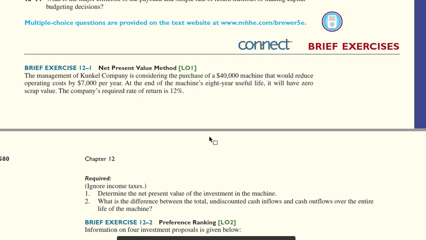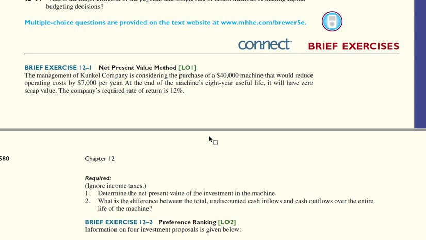Aloha class, so we're starting a new chapter 12-1, net present value method. We're considering purchasing a $40,000 machine that would reduce operating costs. If something is going to be an inflow or benefit to our company, it's either going to reduce costs or increase revenues. If we can reduce costs, that's a positive cash inflow.